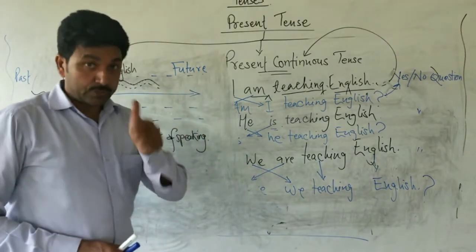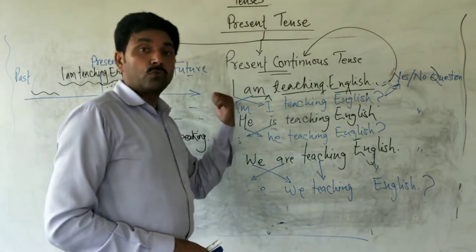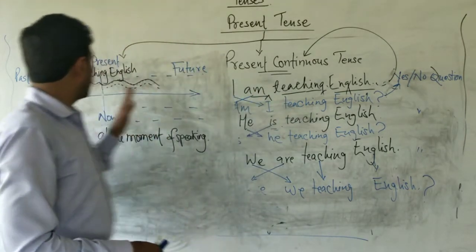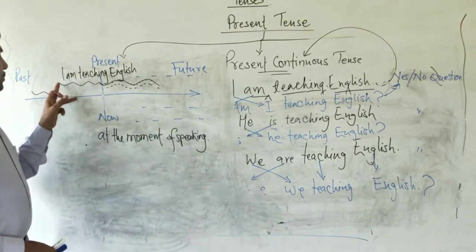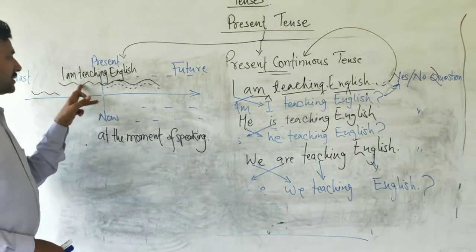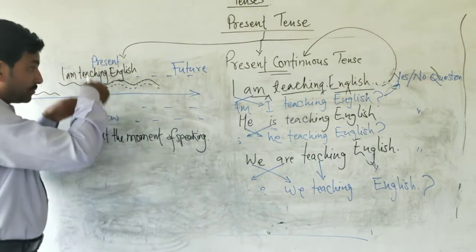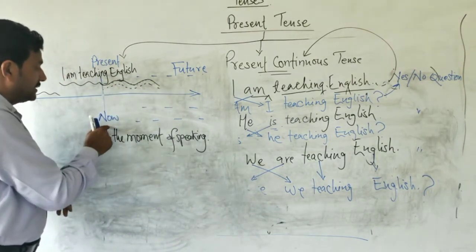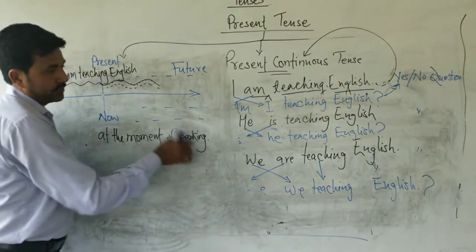But we know that the work in the present continuous tense started in the past, somewhere in the past, maybe here, we don't know. So we can show that it started in the past and it's still going on. So I am in the middle here, and that is now. Now means present. Present means at the moment of speaking.